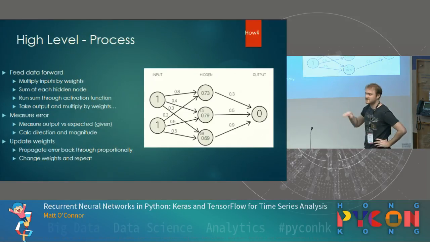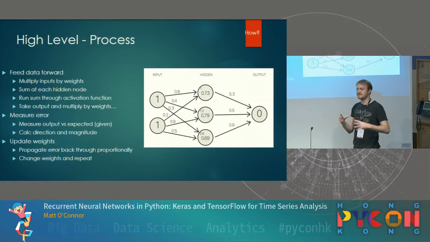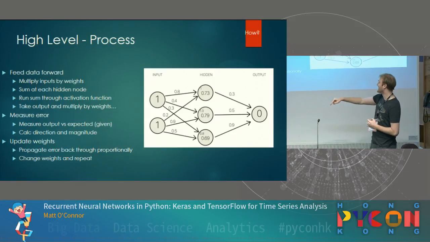So, just the math behind it, this is what's so amazing about neural networks. The math behind them is absurdly simple. It's primary school mathematics. Yeah, really. Just go to the next slide.